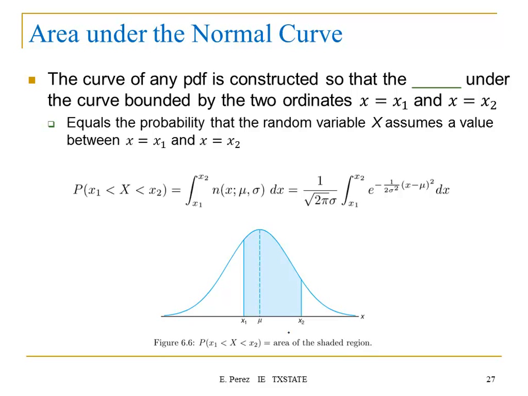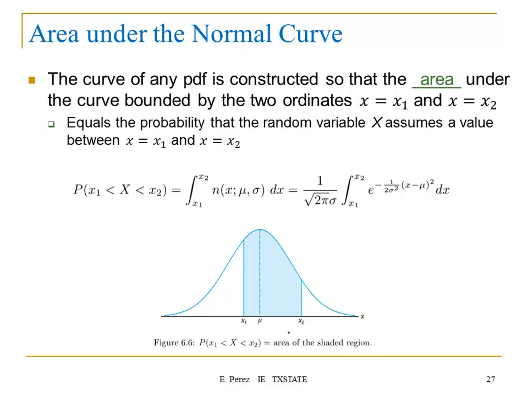The area under the normal curve. Why is the area important? What is this shaded area telling you? That's the probability. The curve of any PDF is constructed so that the area under the curve, bounded by two coordinates, x1 and x2, equals the probability that the random variable x assumes a value between those bounds, x1 and x2. This applies also to the other continuous probability distributions.